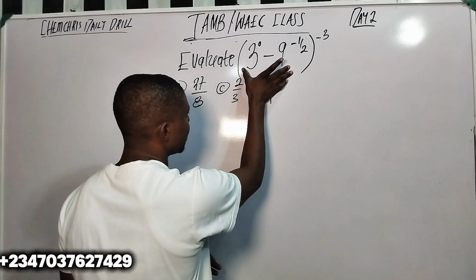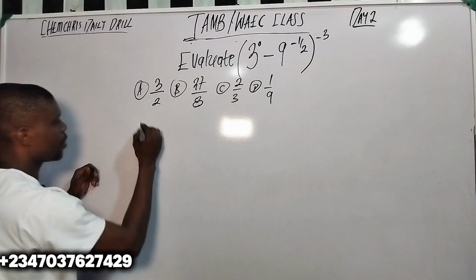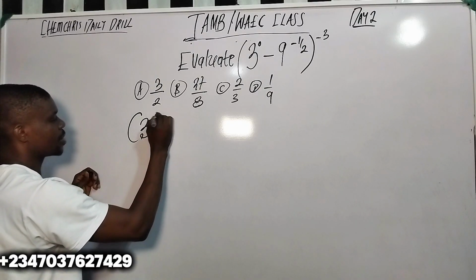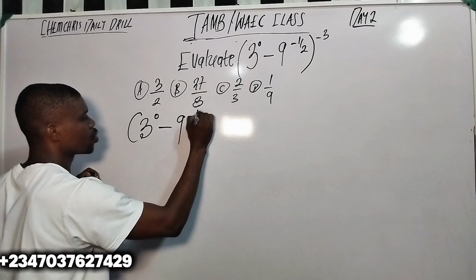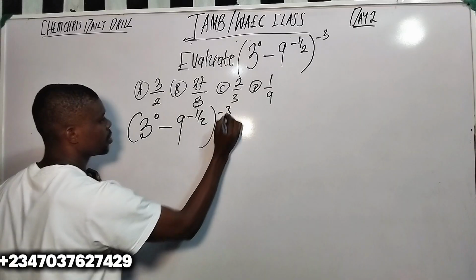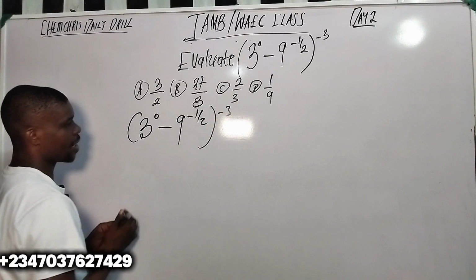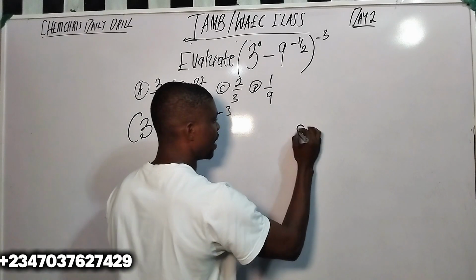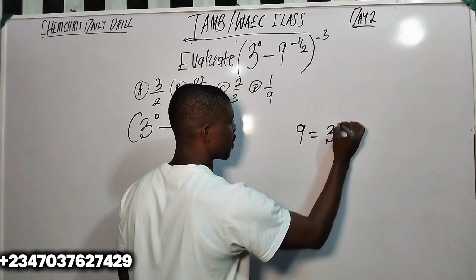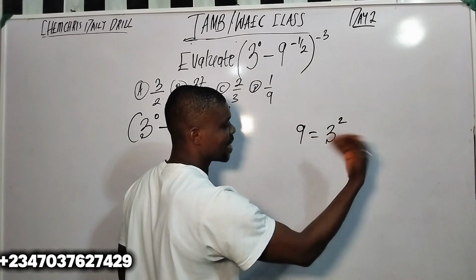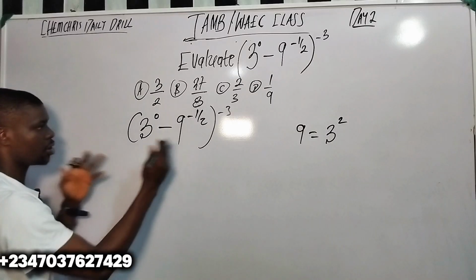So if you look at this one here, let us bring it out. Here we have 3 raised to 0 minus 1, over 9 raised to minus 3, right? So we want to break this down. Remember, here we have 9. 9 is also seen as 3 raised to 2, because 3 times 3 is 9. So that is how it looks.